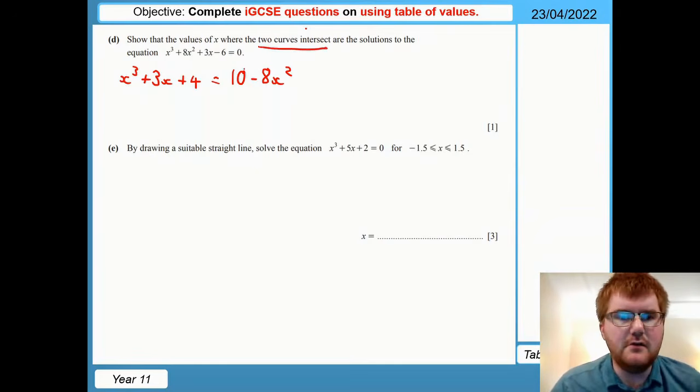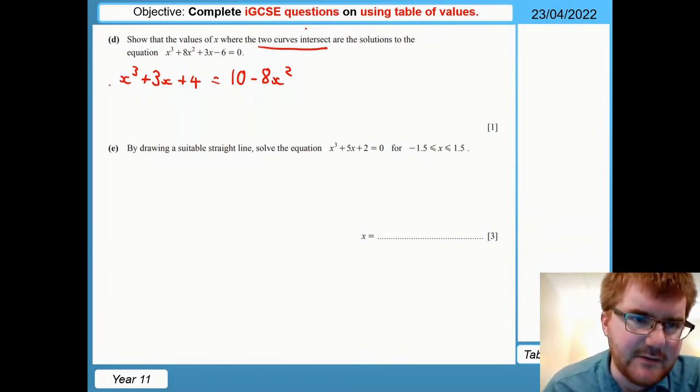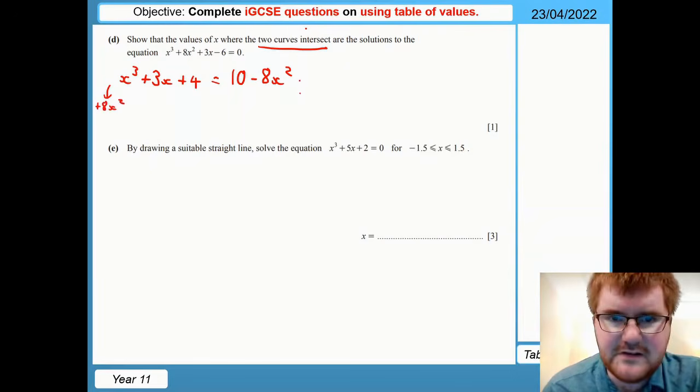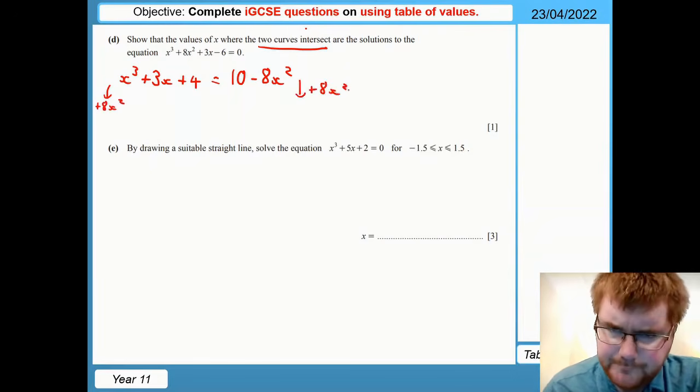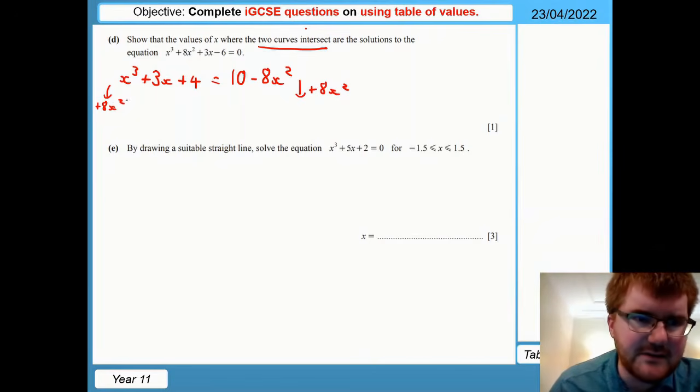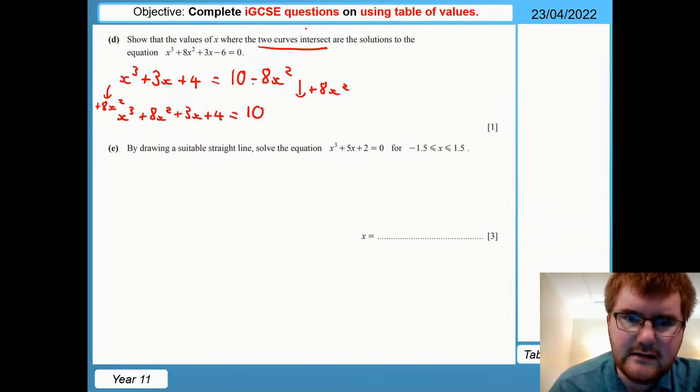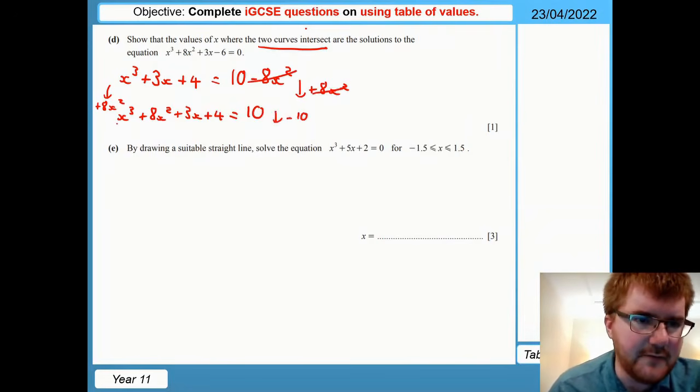And now we just need to rearrange this to get it in the same form that we have here. The first thing I'm going to do is add 8x squared on both sides. You could do this in one step if you so wish. If you add 8x squared, then all we get is 8x squared. Remember, it doesn't collect with anything here. So x cubed plus 8x squared plus 3x plus 4 is equal to 10. These two things cancel. And then finally, we just need to minus 10 from both sides.